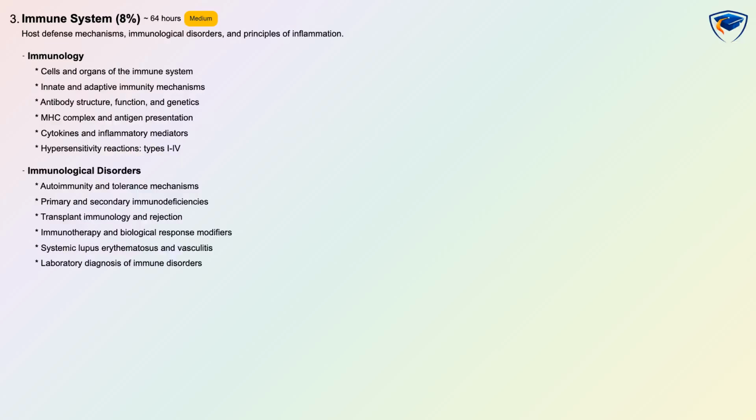Immune system is weighted at 8%, medium difficulty, with about 64 hours of estimated learning and scenario-based assessment. This domain teaches host defense mechanisms, innate and adaptive immunity, antibody structure and genetics, MHC and antigen presentation, cytokines and inflammatory mediators, and hypersensitivity reactions. You will also cover autoimmunity, primary and secondary immunodeficiencies, transplant immunology and rejection, immunotherapy, and labs for immune disorders.